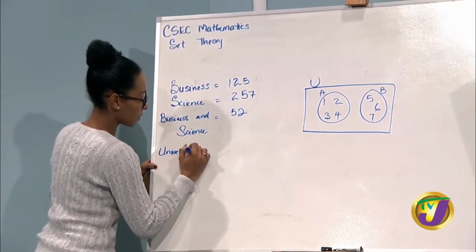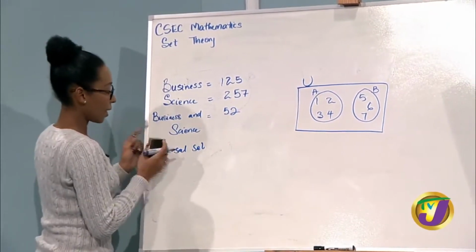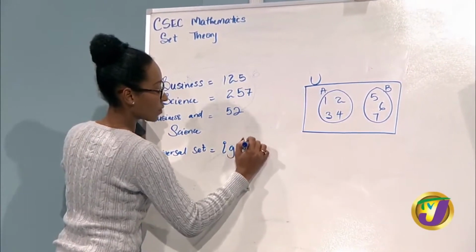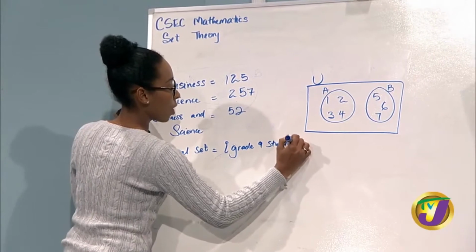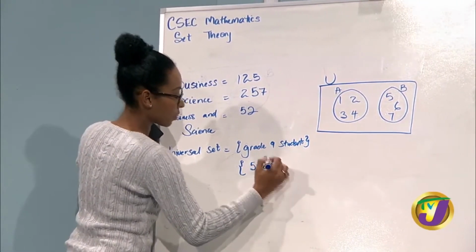So the universal set. It's actually grade 9 students. So it's grade 9 students, and we have 500 in the count, because I want them to understand how we arrive at our 500.